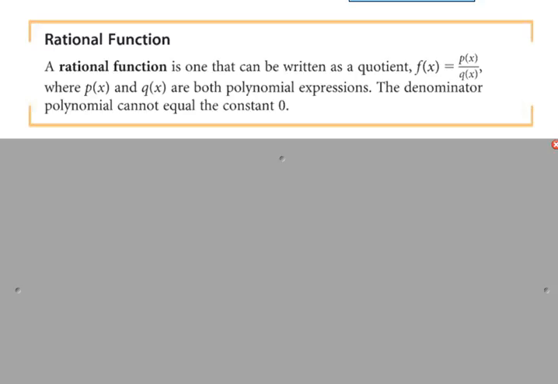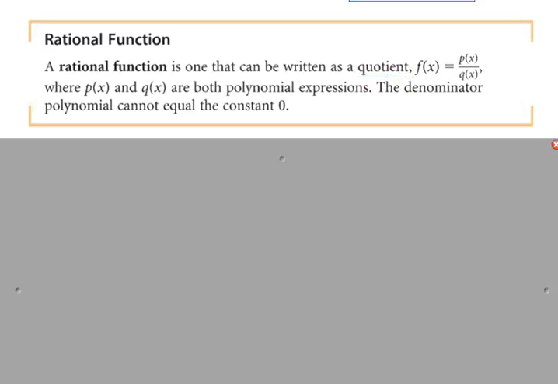Okay, so a rational function is just like a rational number. A rational number is a number that can be written as a fraction. A rational function is a function that can be written as a fraction. That's why they say here it's a quotient, right? Quotient is the answer you get when you divide. Well, fraction is like dividing.